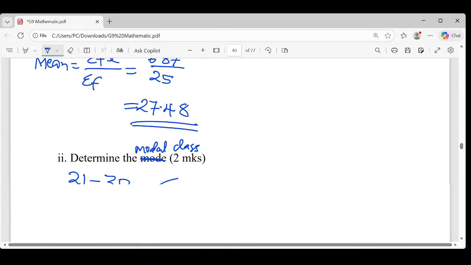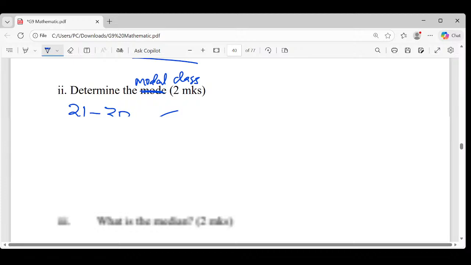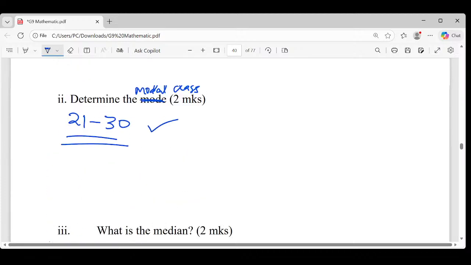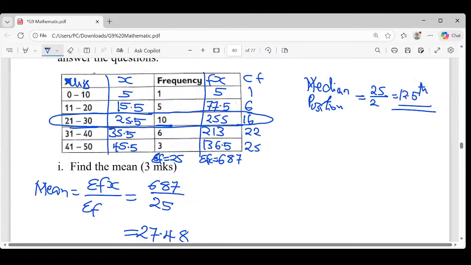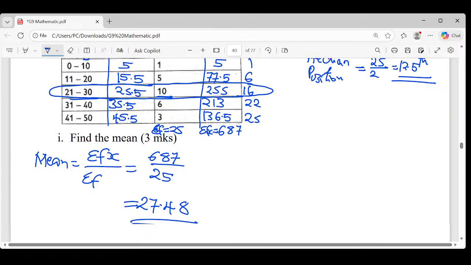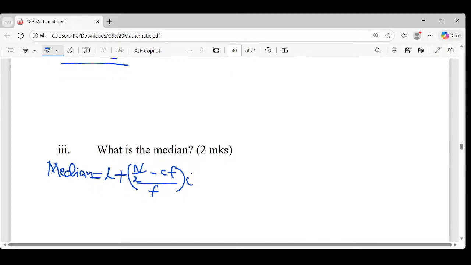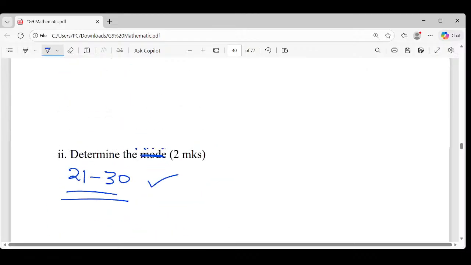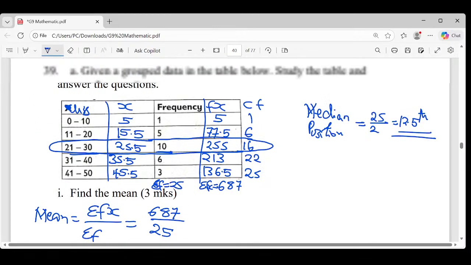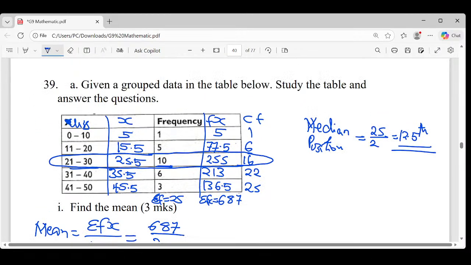So from the formula, we've written L plus N over 2. L is the lower class limit. When you look at this, our lower class limit will be 20.5. So we have 20.5 plus N over 2, meaning 25 divided by 2, that is 12.5, minus the cumulative frequency above the median class, which is 6.